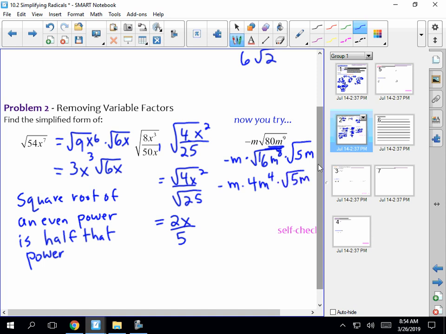Have you guys heard the jailbreak metaphor for simplifying square roots? Have you heard that one? The jailbreak? No? Nobody? Really? You know how I said if there's a pair, there's a perfect square? Well, the jailbreak analogy is if there's a pair, they get out of jail. They help each other get out of jail. And if they don't have a buddy, they can't get out of jail. If there's a pair, out of jail. So m to the 8th, 4 of them can get out because there's 4 pairs there. So negative 4m to the 5th square root of 5m.